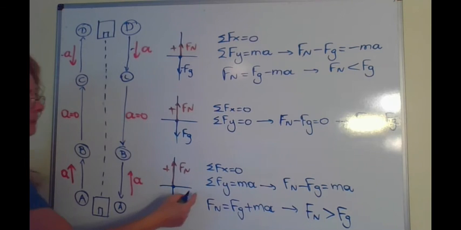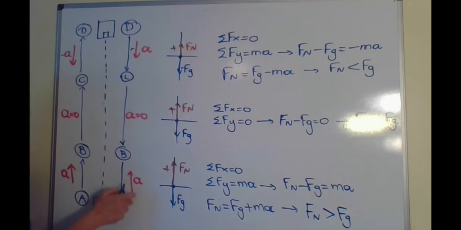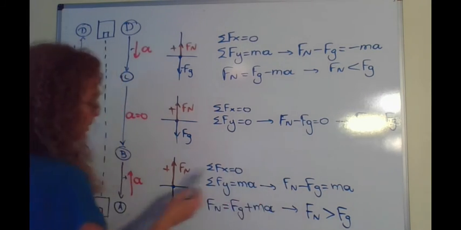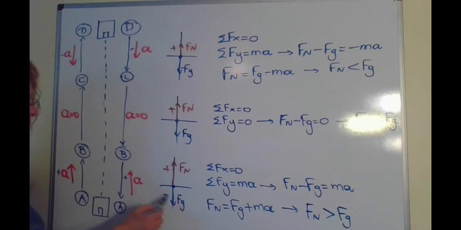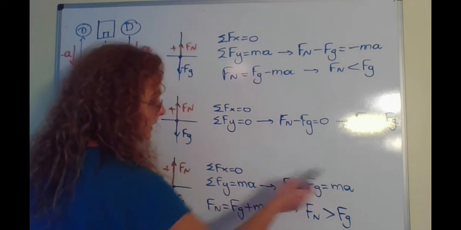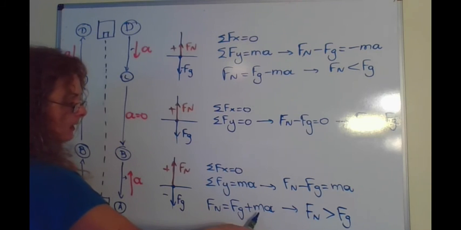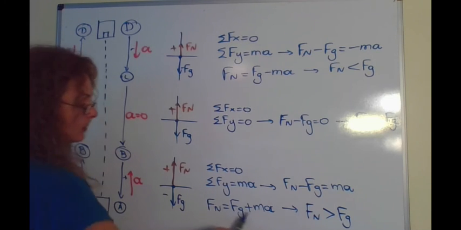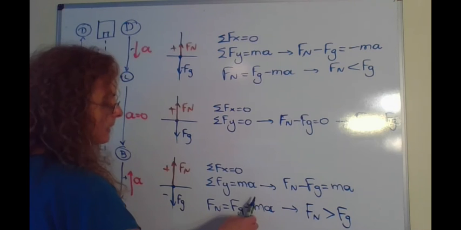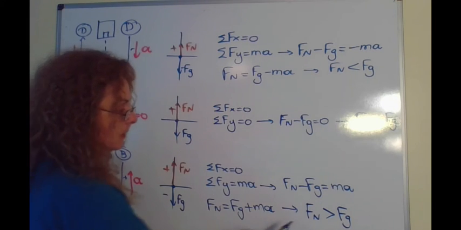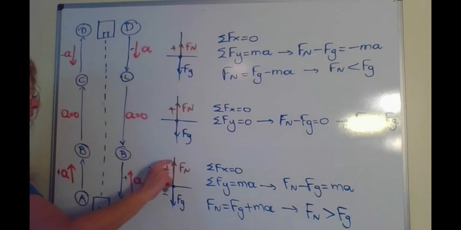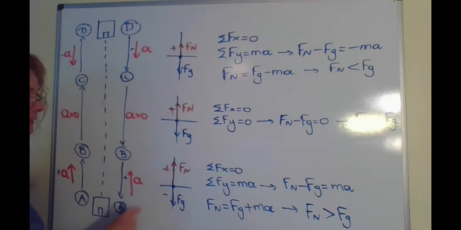The sum of forces on the y-axis is mass times acceleration. Acceleration is positive now. It goes up. So what I have is normal force minus force of gravity equals mass times acceleration. And what we find is that the normal force is the force due to gravity plus mass times acceleration. So in this case, normal force is more than the force due to gravity by ma. It's more. So I need to make sure that this length is bigger than that.